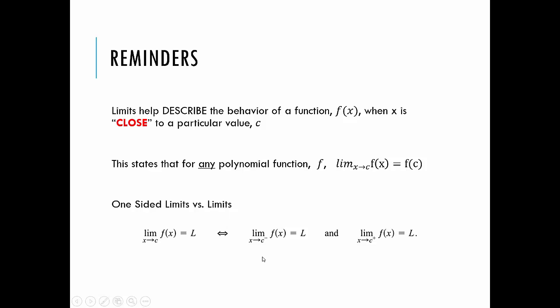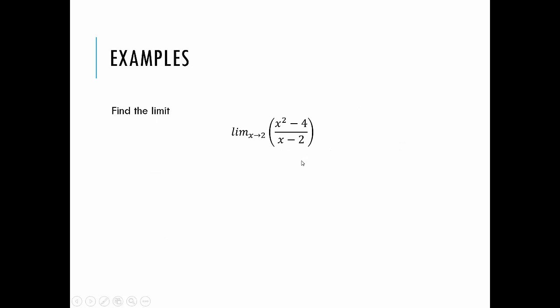We talked about one-sided limits versus limits in general. So the limit of f of x as x approaches c equals L implies coming from the left and coming from the right are equal. Let's look at an example, find the limit. What happens if you just plug in 2? Not a good thing, right? Because it's the denominator that matters, that could be 0. The numerator, we don't really care about. The denominator, that's when bad things happen.